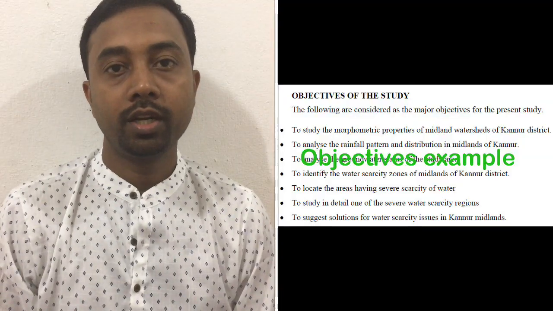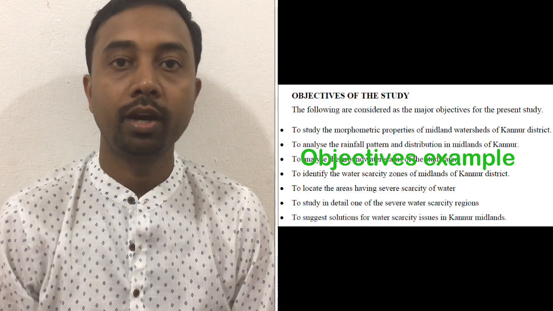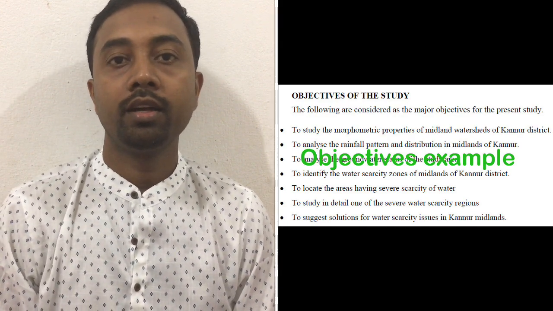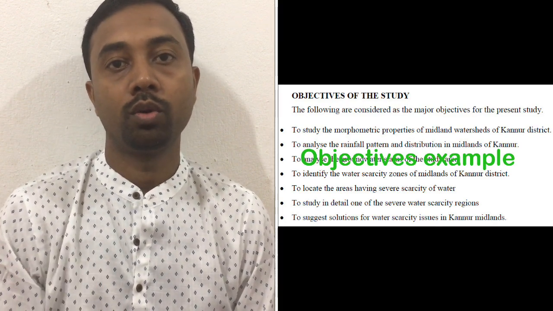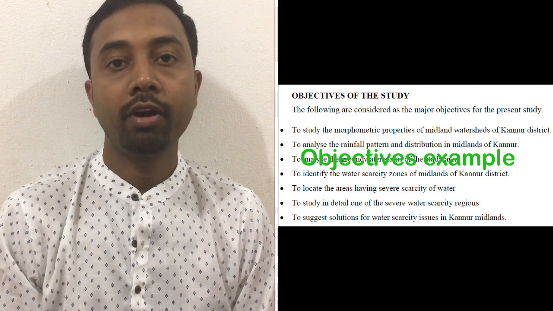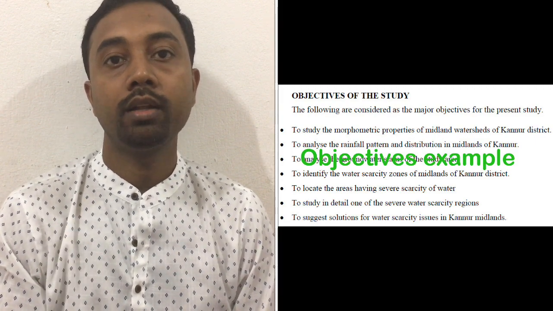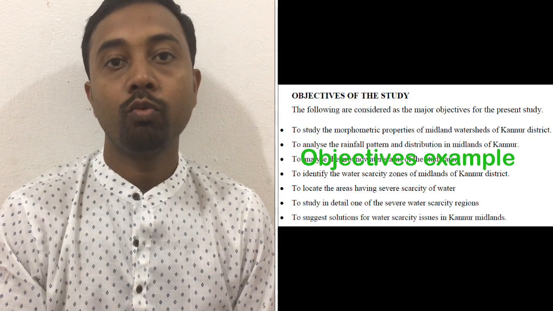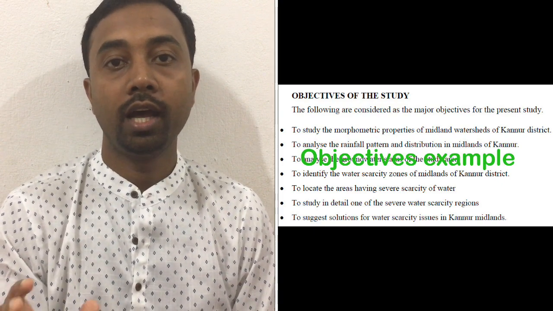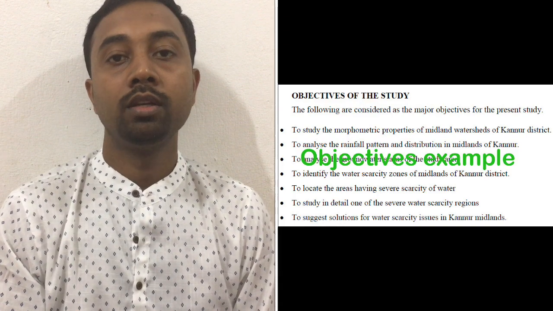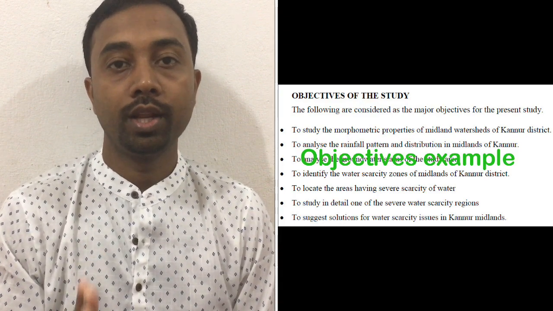For an example of objectives, I will take the same example of water scarcity. I can add an objective: to identify the hotspots of water scarcity zones. I can identify different sources of water there and different areas of water scarcity, like underground water and surface water, wherever it is. I can also add an objective to analyze the water potential area of that region. Like that, we can select different objectives based on our research problem.